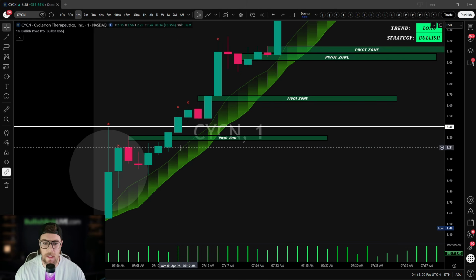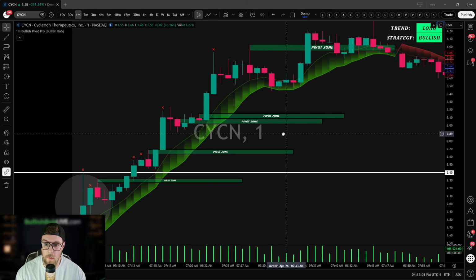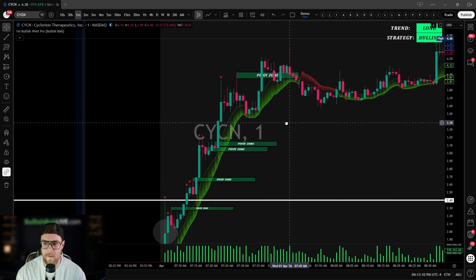So all of a sudden we continued. You missed that entry, you missed this entry, all of a sudden it closed above this level. Missed that entry, okay, look for a pullback to the zone, look for another pivot zone. Here's another pivot zone, closed above, we're bullish again. Every time we're above one of these pivot zones, that's considered bullish momentum, right? That's what we're looking for.